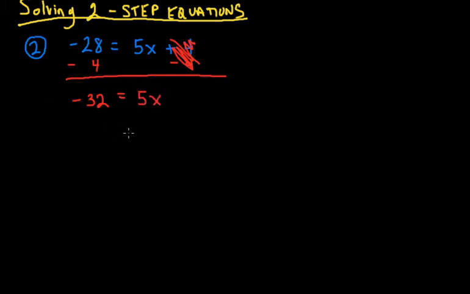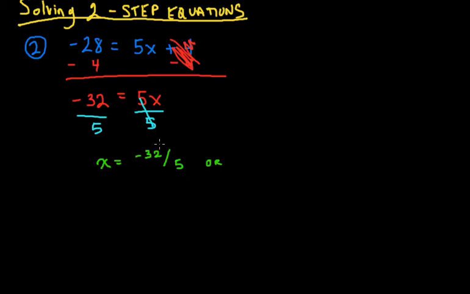So what should I do now? I want to take care of the more powerful operation, multiplication. So divide both sides by 5. Sweet. So we end up with negative 32 over 5, and I can leave it that way. There's nothing wrong with that. So let's say x equals negative 32 over 5. If you really want to change it to a mixed number, you can.